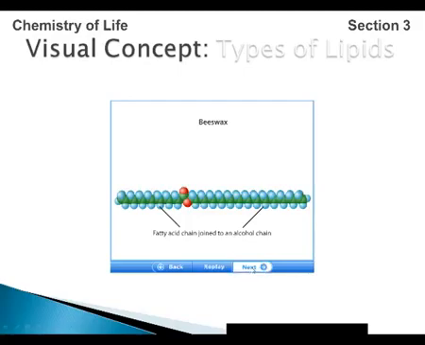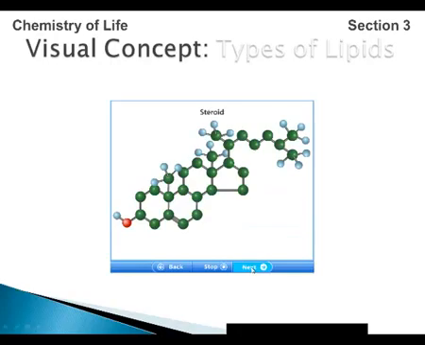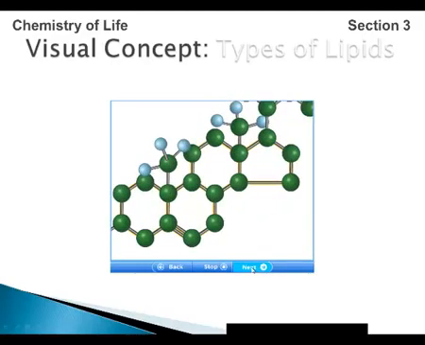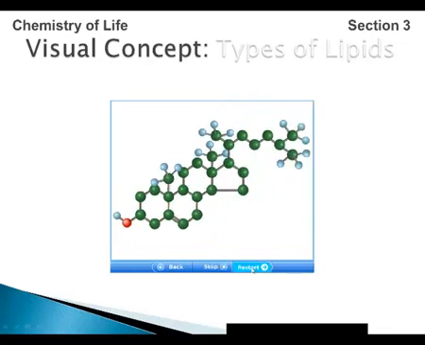The final type of lipid is a steroid. It does not have a fatty acid chain, but like the other lipids, it is not soluble in water. Steroids are composed of 4 fused carbon rings with various functional groups attached to them. The groups give the steroid its characteristics. Steroids include cholesterol, shown here, as well as cortisone, testosterone, and progesterone.